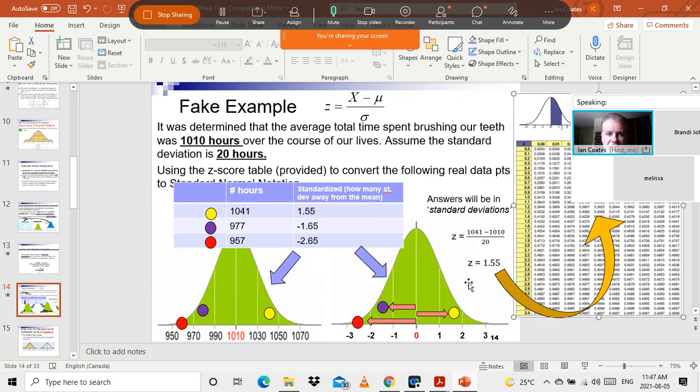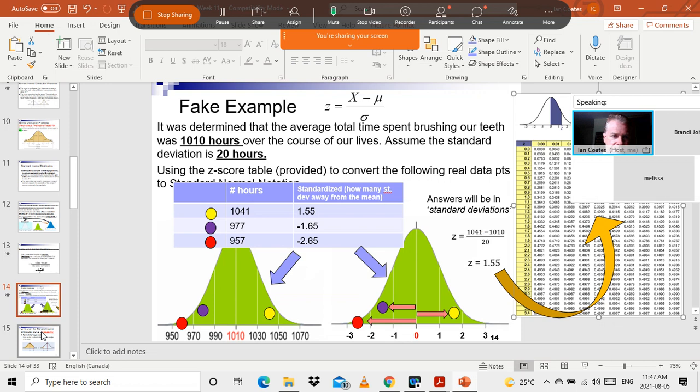So again, to recap, very, very important skill. Give you a real value, input it into your Z-score formula, you will get a Z-score value. You can now input that onto a standardized normal curve. The point will be the same. But you see now we're able to compare apples and oranges.